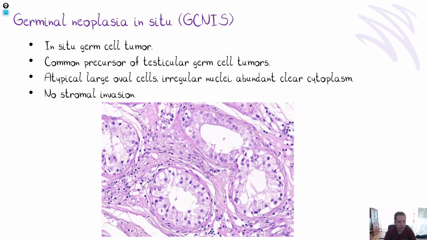It's called germinal neoplasia in situ, and it's a precursor lesion of testicular germ cell tumors generally, not only seminoma, but for all the germ cell tumors. We don't have such a precursor lesion in ovaries. Well, let's say there needs to be something, but we just don't know it. We haven't recognized it yet. But in testicles, it's well known.